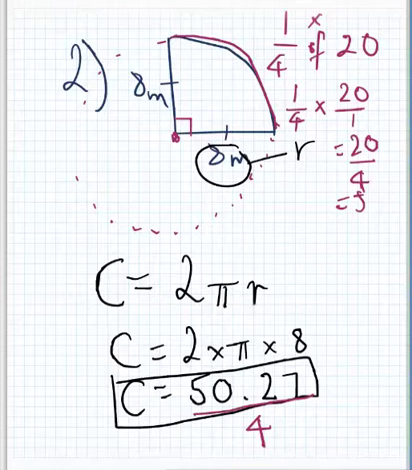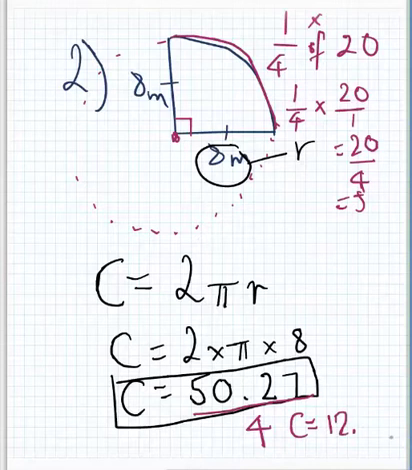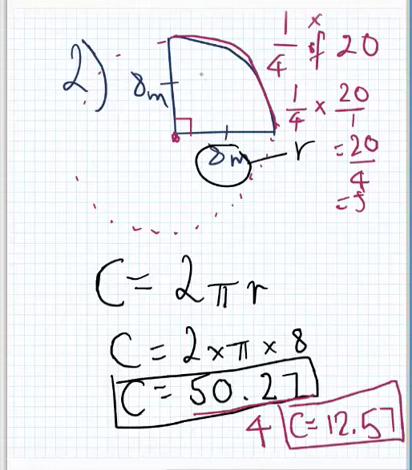So I'll divide what's on my calculator by 4, and I end up with 12.57 to 2 decimal places. Okay, so this measurement here is just this part of the circle. What else do I have to add on? I have to add on this line here, which is 8 meters, and also this line here, which is 8 meters. Add it on to 12.57, and we're done.